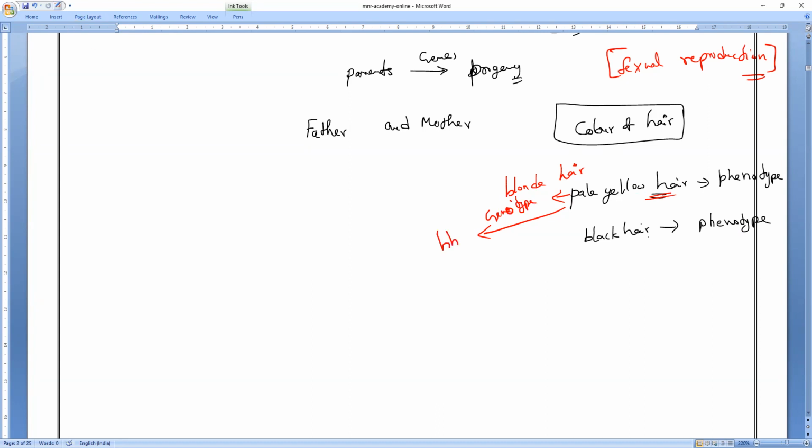And if it is the black hair, I'm taking it as dominant. So this pale yellow hair is a recessive. It is purely recessive, or it is a dominant one. So dominant means we have two possibilities of genotype. By this time, you all can guess it. Can you tell me what that is? Either capital H, capital H, or capital H, small h.